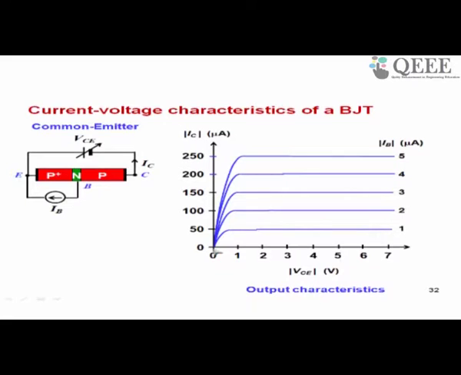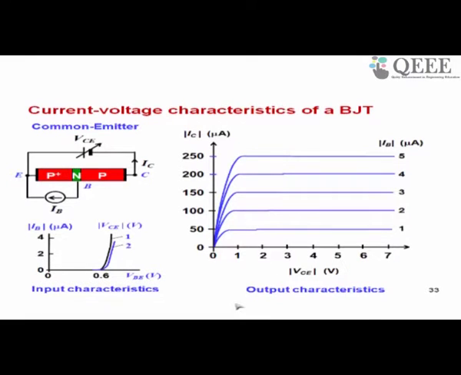So while the collector current is of the order of tens to hundreds of microamperes, the base current is of the order of microamperes, and the voltage axis is of the order of volts. Now you can also have what are called input characteristics. So this is called output characteristics. The input characteristics would be the input current versus the input voltage.